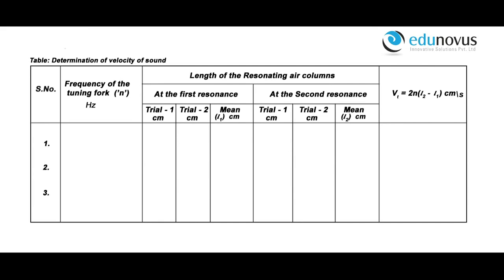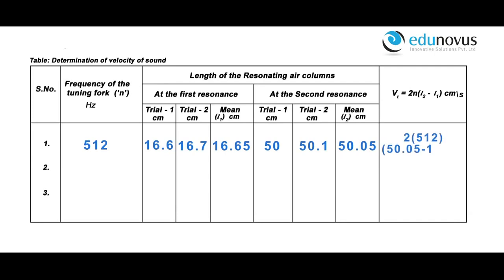Velocity of sound. For a tuning fork of 512 Hz, at first resonance, trial 1 is 16.6, trial 2 is 16.7. Therefore, the mean of the trials is 16.65. At second resonance, trial 1 is 50, trial 2 is 50.1. Therefore, the mean of the trials is 50.05. The value of Vt is 34662.4 cm per second.